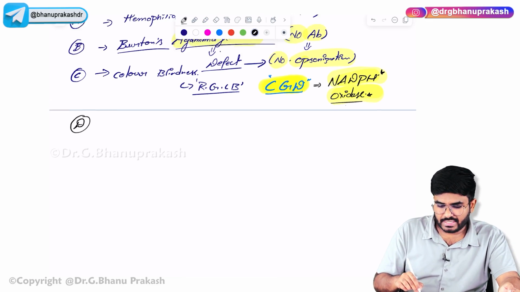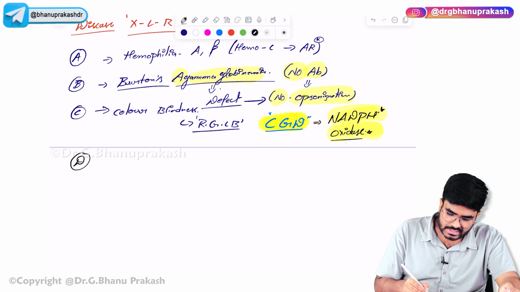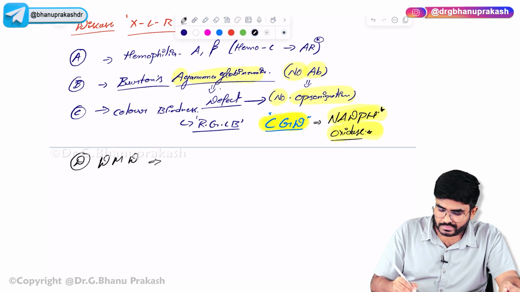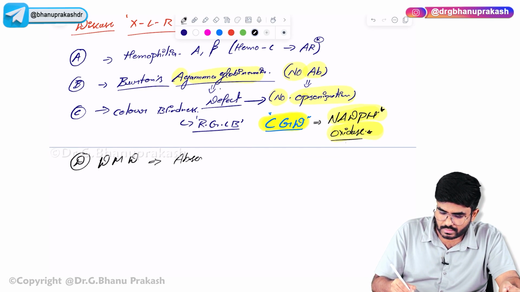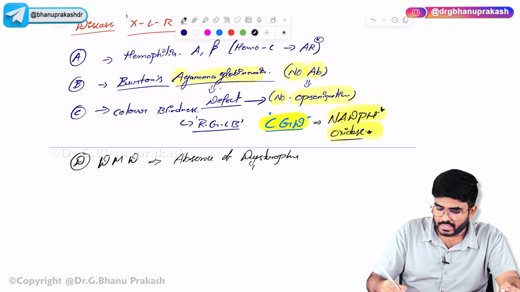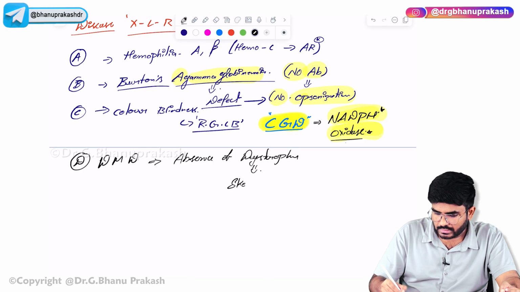Next disease, D. D stands for Duchenne's muscular dystrophy. Duchenne's muscular dystrophy, you know it. There is absence of dystrophin. So what exactly is dystrophin? Dystrophin is present in the skeletal muscles.